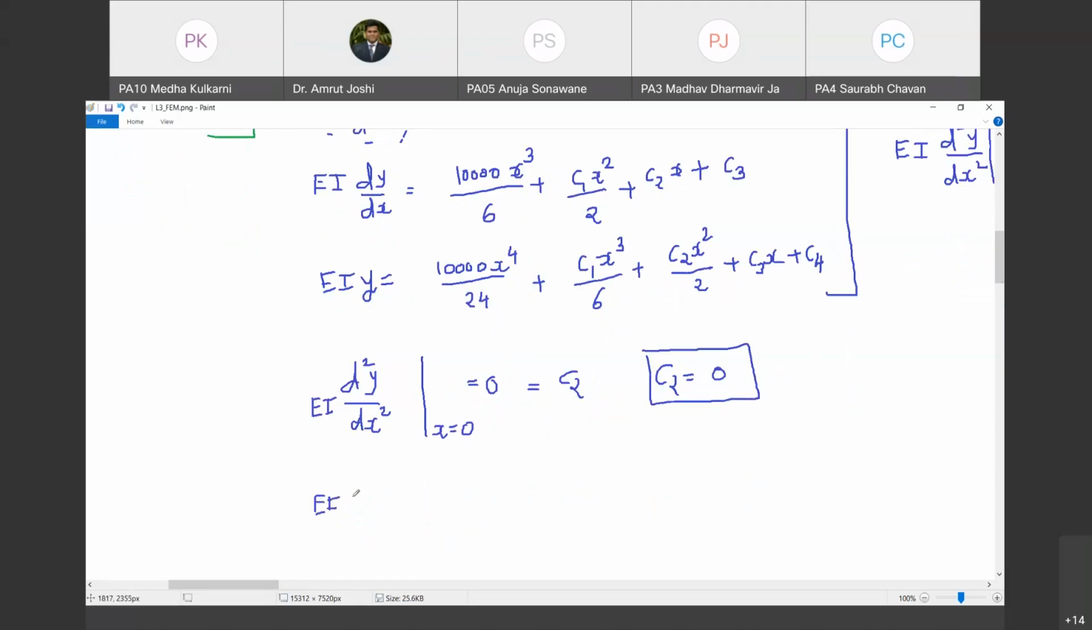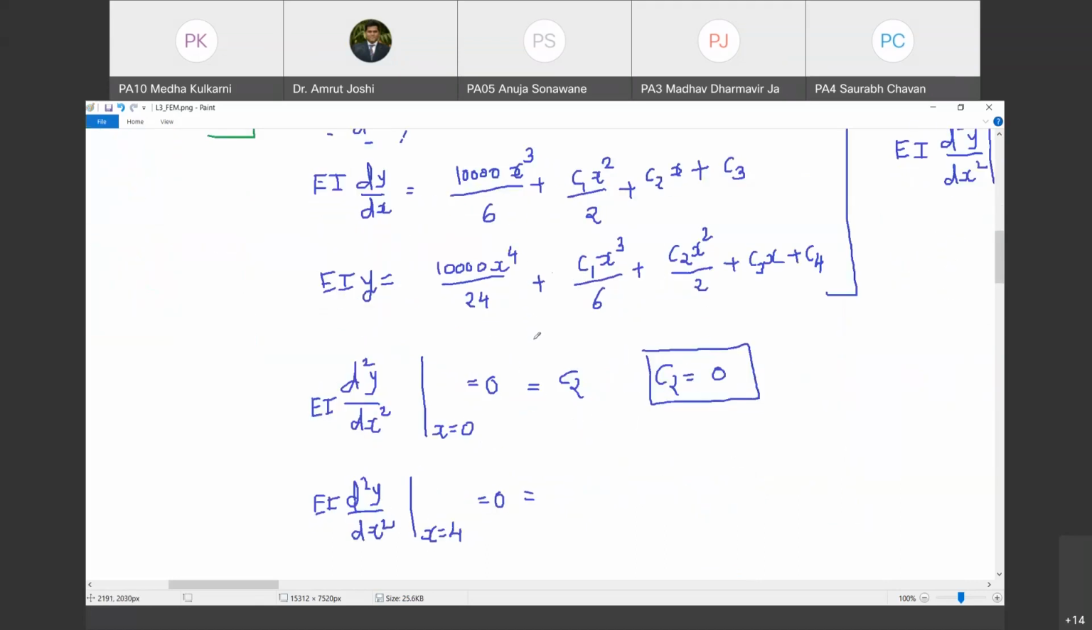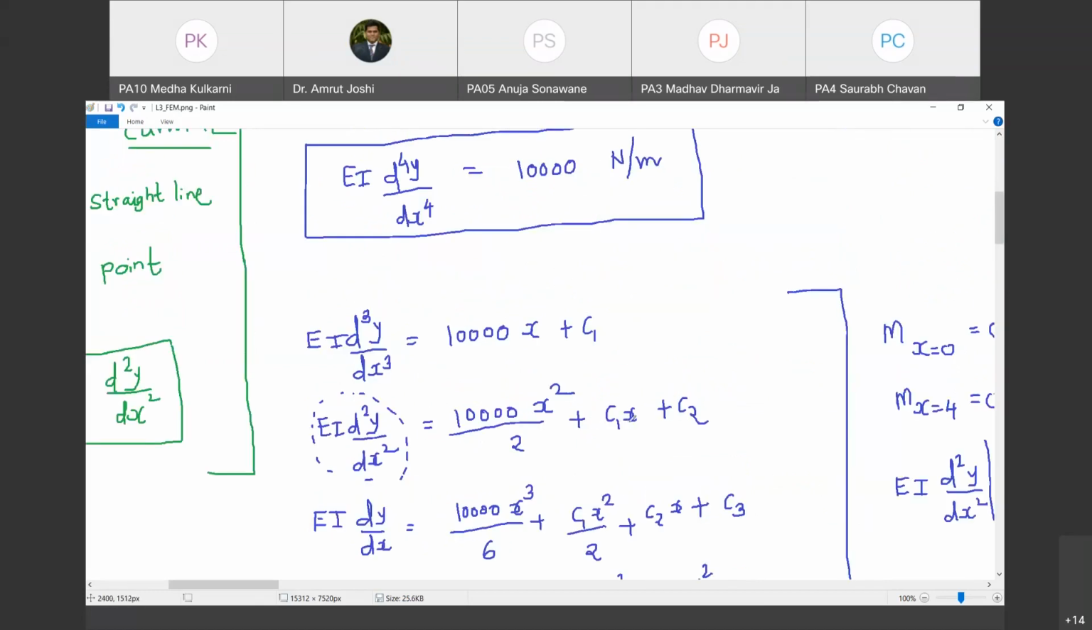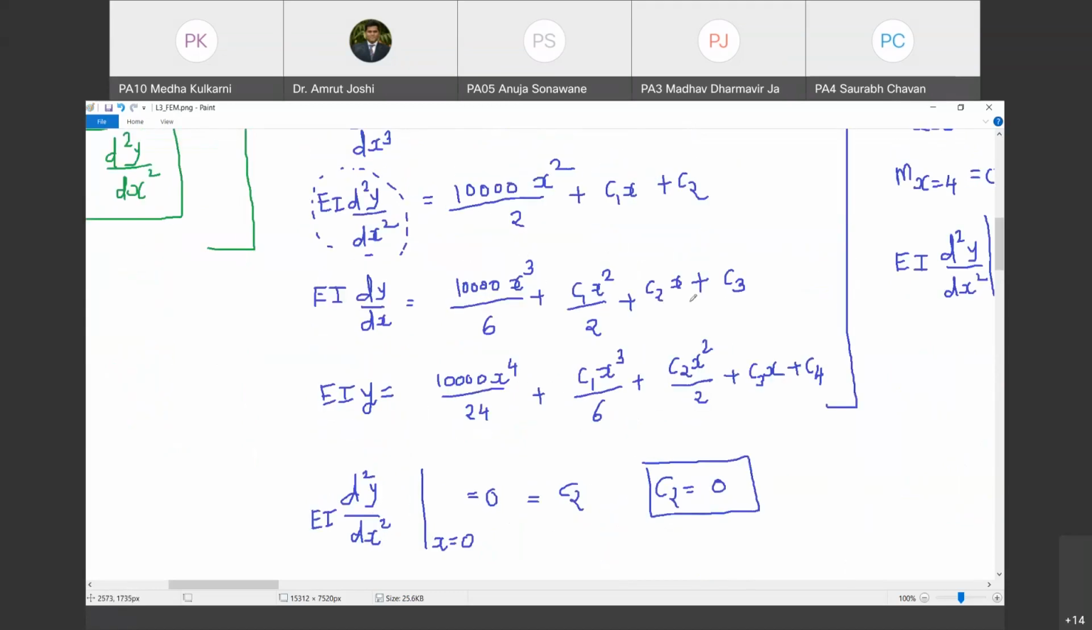Okay. Now what is the next boundary condition? EI d square y by dx square at x equal to 4 is 0. Do you agree with me? Yes, sir. This gives me what? So I'm going to substitute x equal to 4 here. So what is 4 square? That is 16. 16 by 2, 8. So 80,000, plus 4C1, and C2 is anyway 0. Are you with me?